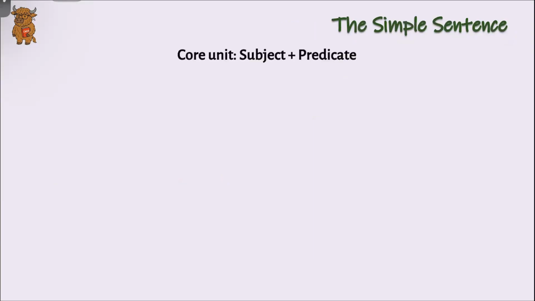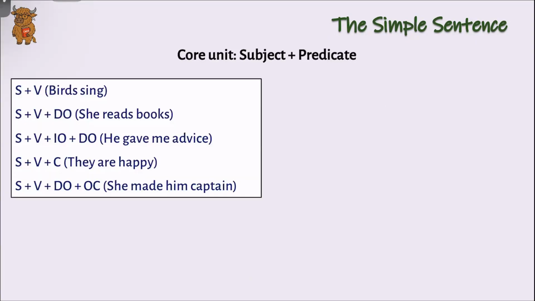So a simple sentence has a subject and a predicate. I know you guys are probably going back years into high school English, but there are 5 kinds of sentences, built from subjects and predicates. The first one has a subject and a verb. Birds sing. That's the shortest complete sentence. Even if it's just a verb, there's always an understood subject.